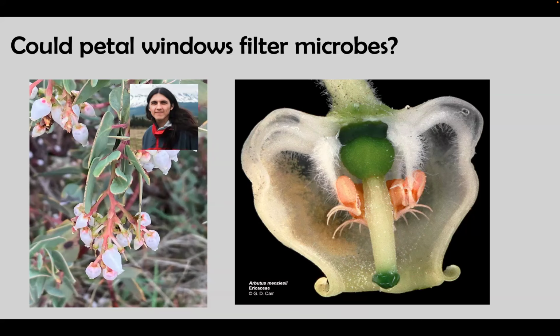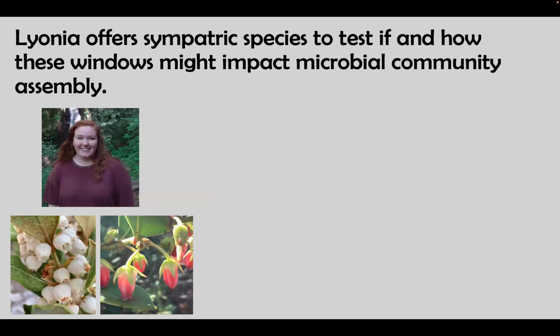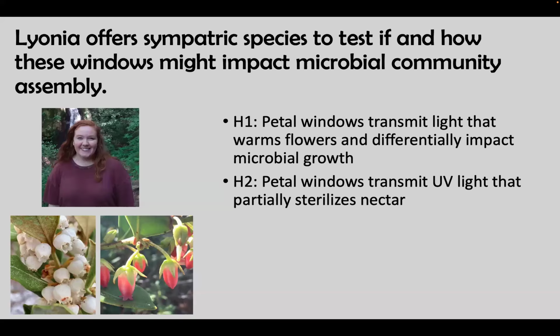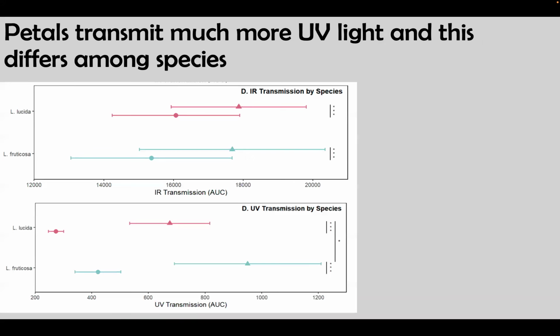And then she was awesome. She wanted to test it in this system at Archbold. So these are two co-occurring ericaceous plants, two Lyonia species. They're related to manzanitas. And she had this hypothesis, which was great, that maybe they're transmitting light and that warms up the flowers and that differentially impacts all sorts of things about them. And I had my pet hypothesis about the UV filtering. So she went out and she shot some light at the petals, measured how much came through in the windows and in the petals, and showed that there's clear differences in UV transmission between the windows and petals.